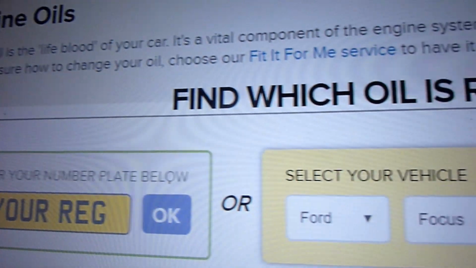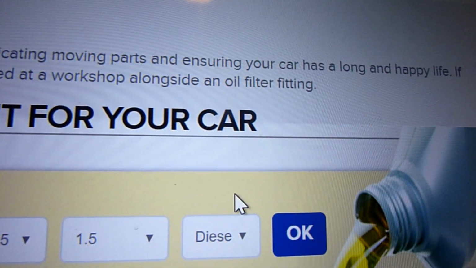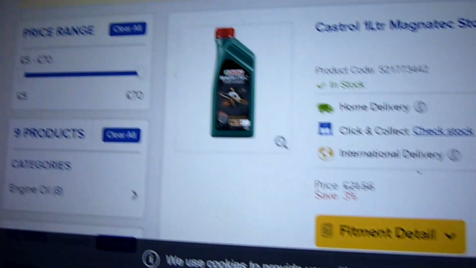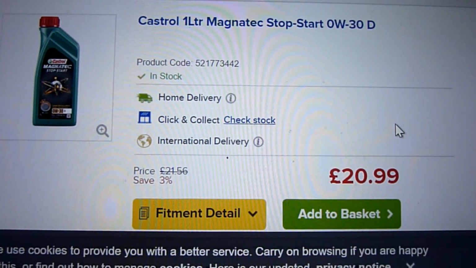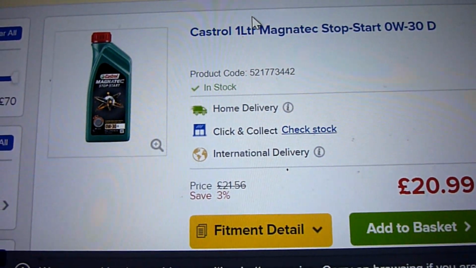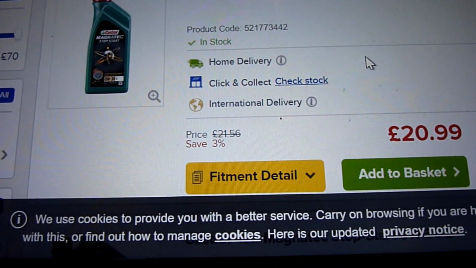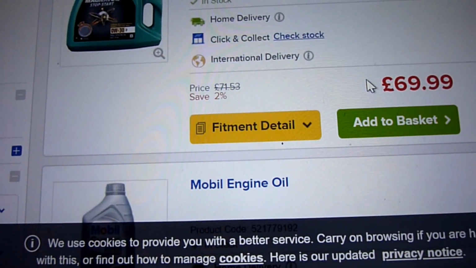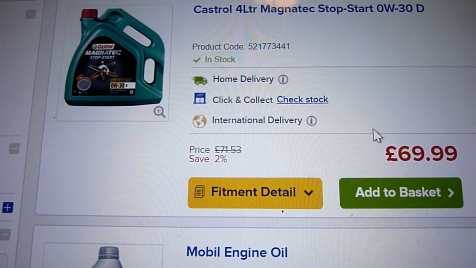Right, find which oil is right for your car. £20 for 1 litre. What? £69.99. What? For 4 litres?